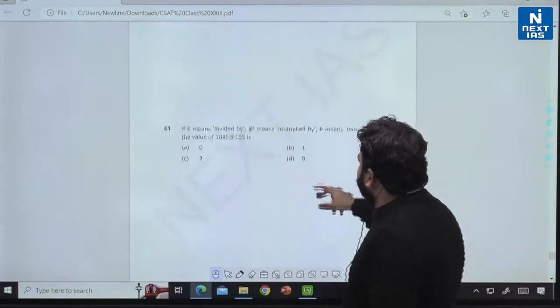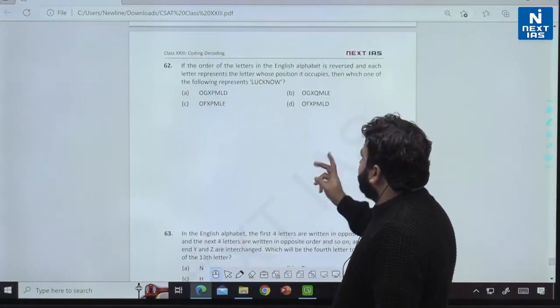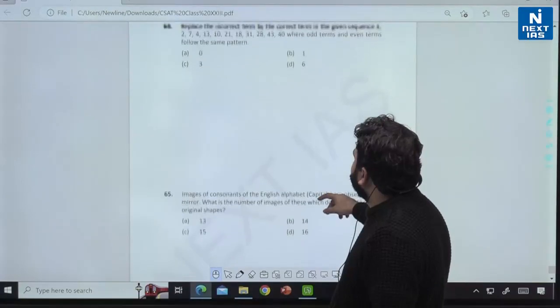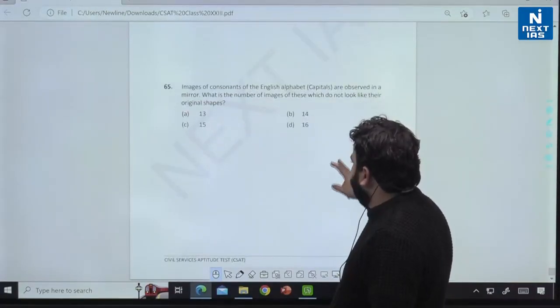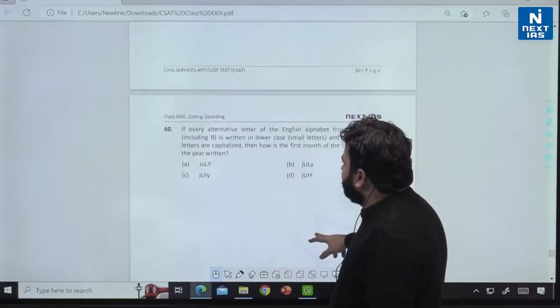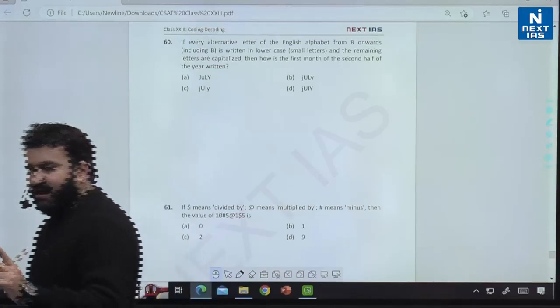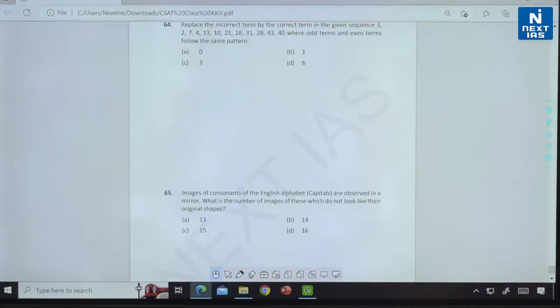So all of you solve question number 60, 61, 62, 63, 64, 65, 60 to 65. And these questions, I want the correct answer from each one of you. Properly solve it, seriously. Good, Abhinav, Jagriti.